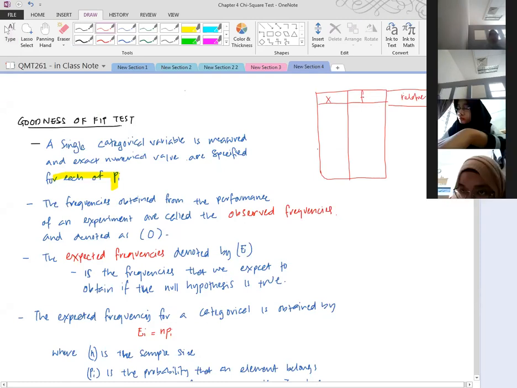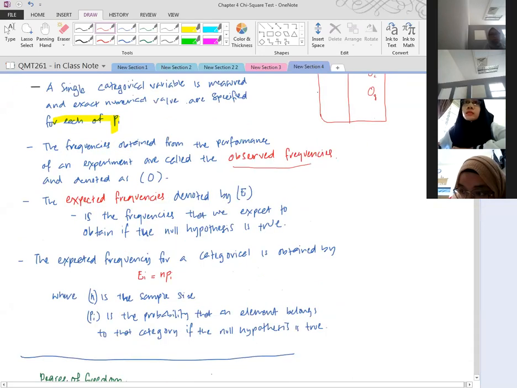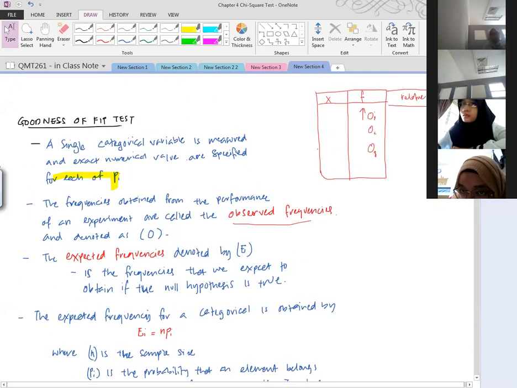The frequency obtained from the performance of the experiment is called the observed frequency. The notation is O, O1, O2, O3 and so on, because this is what we call the observed frequency. Another term that you need to know in the goodness of fit test is expected frequency. The expected frequency comes after the relative frequency; we need to calculate another column, the expected frequency. The notation is E.